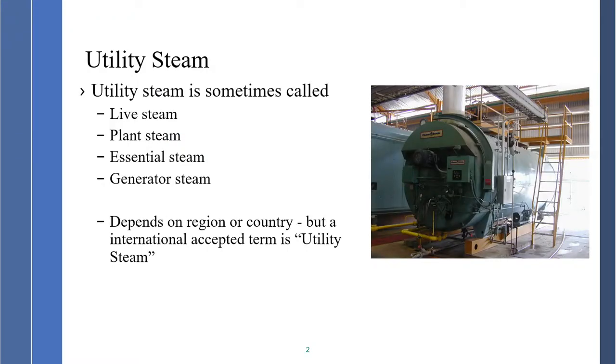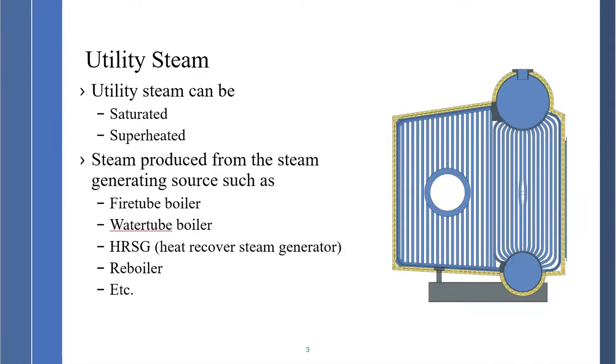Utility steam. Utility steam is sometimes called live steam, plant steam, essential steam, generator steam. But it really means utility steam, no matter what type of boiler we have to generate the steam. The internationally accepted terminology is utility steam. Utility steam can be saturated or superheated steam depending on the process applications and how we are generating the steam.